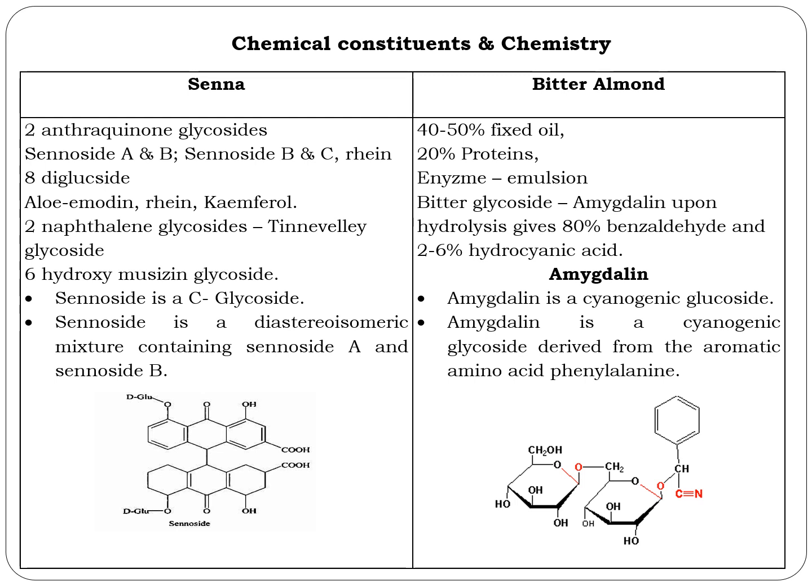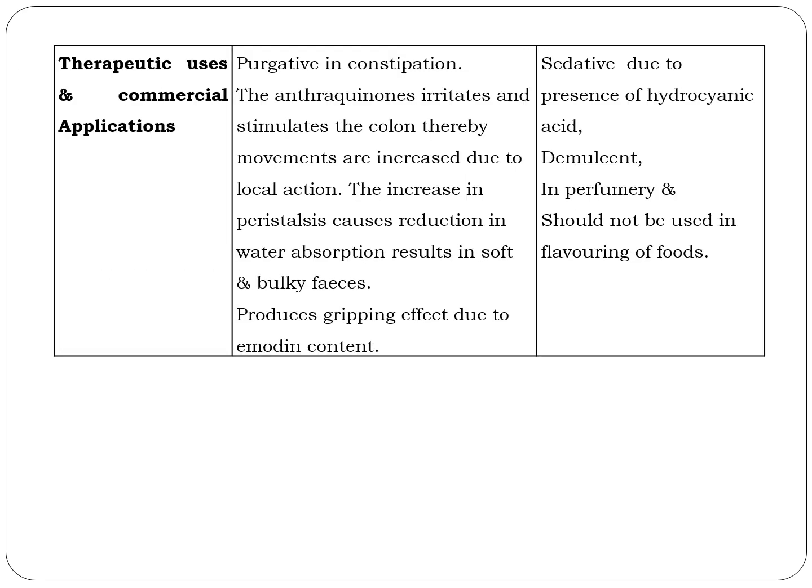Whereas bitter almond contains 40 to 50% fixed oil. It contains 20% proteins and the enzyme emulsin, and a bitter glycoside known as amygdalin. Upon hydrolysis, it yields 80% of benzaldehyde and 2 to 6% of hydrocyanic acid. Amygdalin is a cyanogenic glycoside derived from the aromatic amino acid phenylalanine.